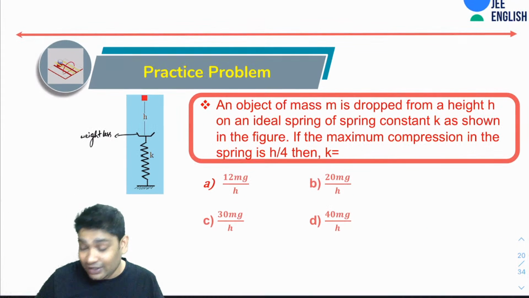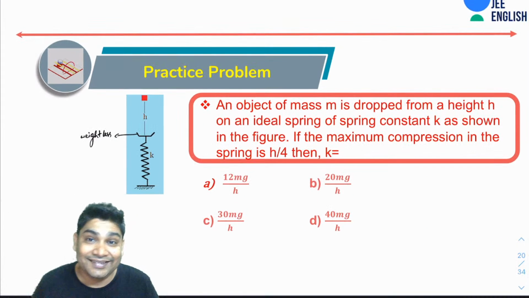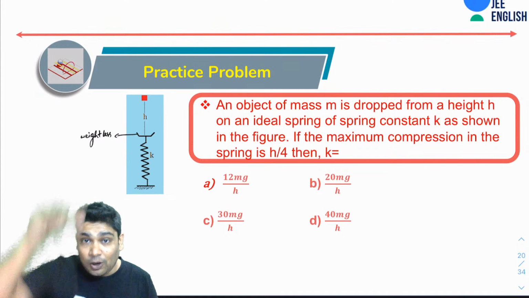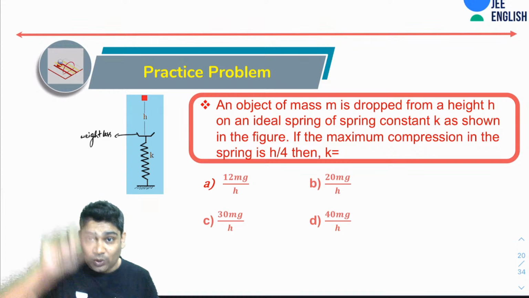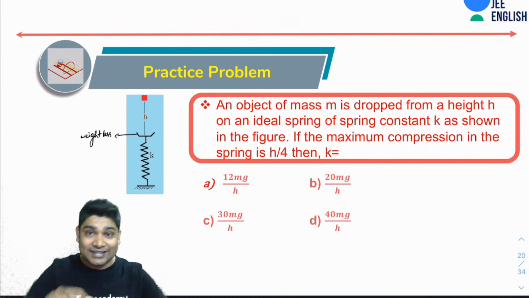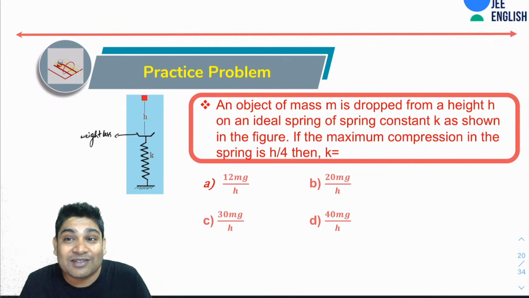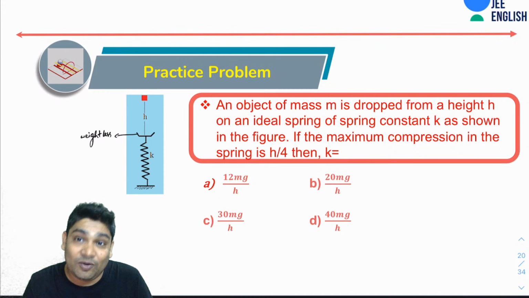So initially the spring would be unstretched, right? Now, this block is dropped from a height h. It will hit this pan, it will compress the spring, and you've been told if the maximum compression in the spring is h by 4, then k is... So how is k related to mg and h? So try this problem.